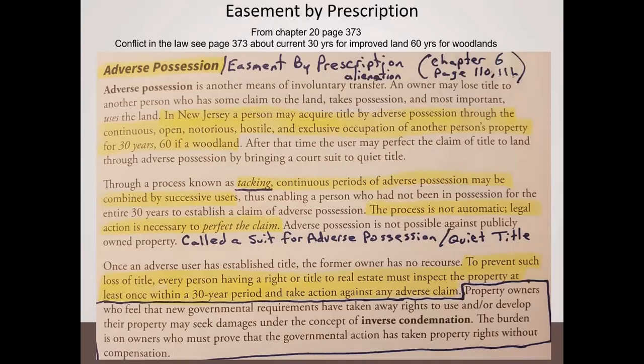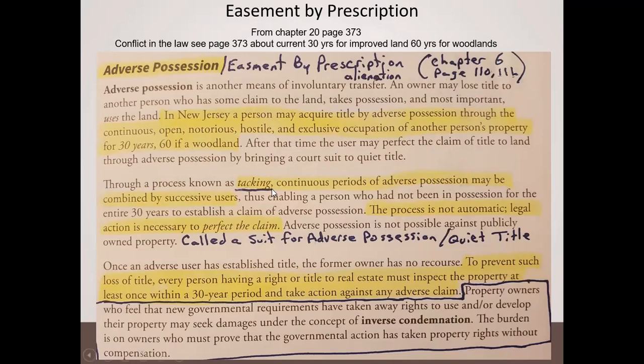Their use must have been visible, open, notorious, hostile, adverse to the owner's title, and without their permission for that continuous period of time. And then you need to take them to court to perfect this easement. It is not automatic that you become the owner because you've been using it for a period of time. You need to claim that ownership in a court of law to get that ownership granted to you, which is not as easy as you think.